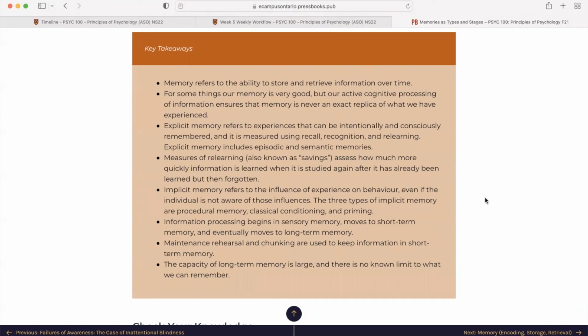Implicit memory refers to the influence of experience on behavior, even if the individual is not aware of those influences. The three types of implicit memory are procedural memory, classical conditioning, and priming. Information processing begins in sensory memory, moves to short-term memory, and eventually moves to long-term memory. Maintenance rehearsal and chunking are used to keep information in short-term memory. The capacity of long-term memory is large, and there is no known limit to what we can remember.